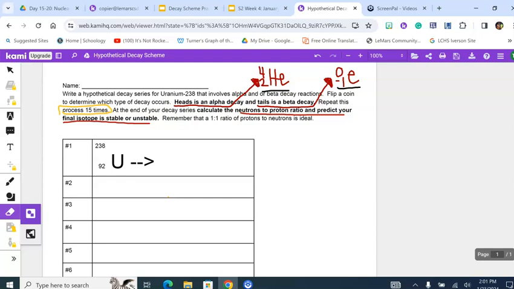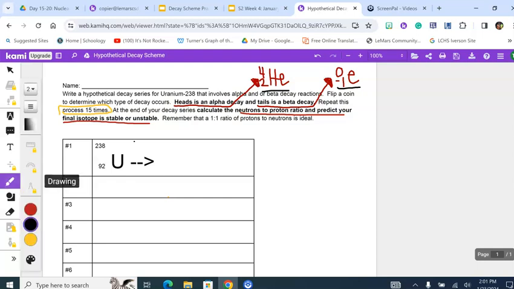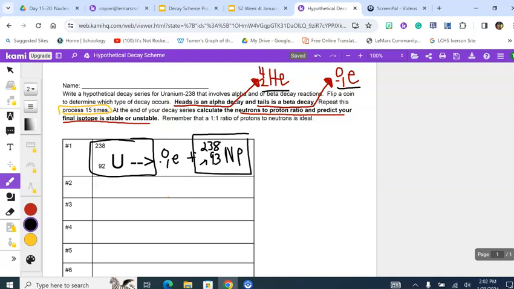So I'm going to start with my unstable parent. This is my unstable parent, and I'm going to flip my coin, and it is going to emit a beta particle. So now here I'm going to do the math. It's going to be 238. So 238 plus 0 is 238. And then 92 plus 1 is going to be 93. And I have to look this number up on the periodic table to see that it's Np. Now this is my daughter.